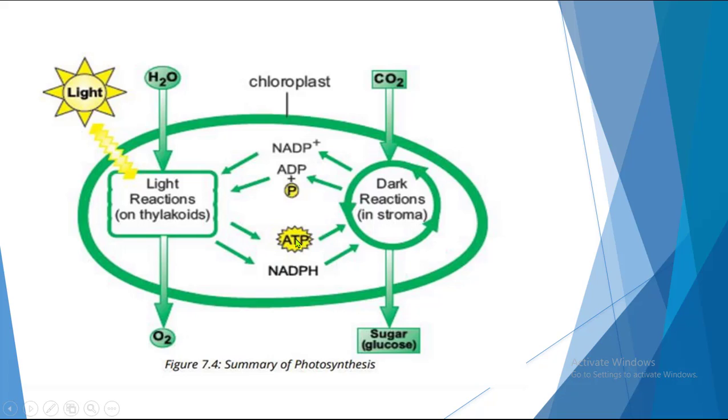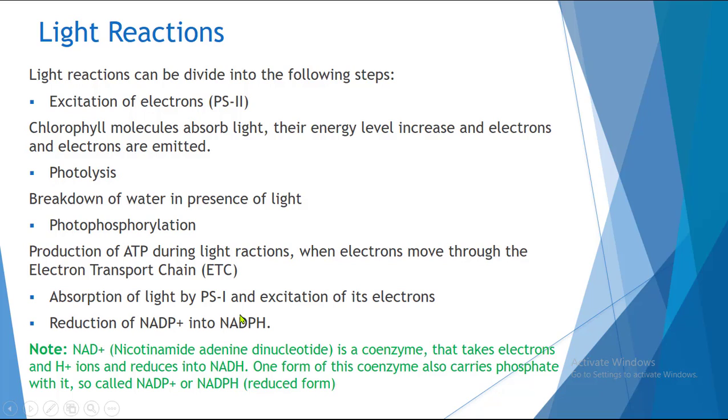ATP is the basic energy currency of the cell, and NADPH is an energy rich substance. I usually take this example: living in Pakistan, the currency is rupees, and rupees we can use directly, but NADPH is like dollars, and you can't use dollars directly. You have to change the dollars into rupees in order to use them. Same is the case here. NADPH has to be converted into ATP in order to be used.